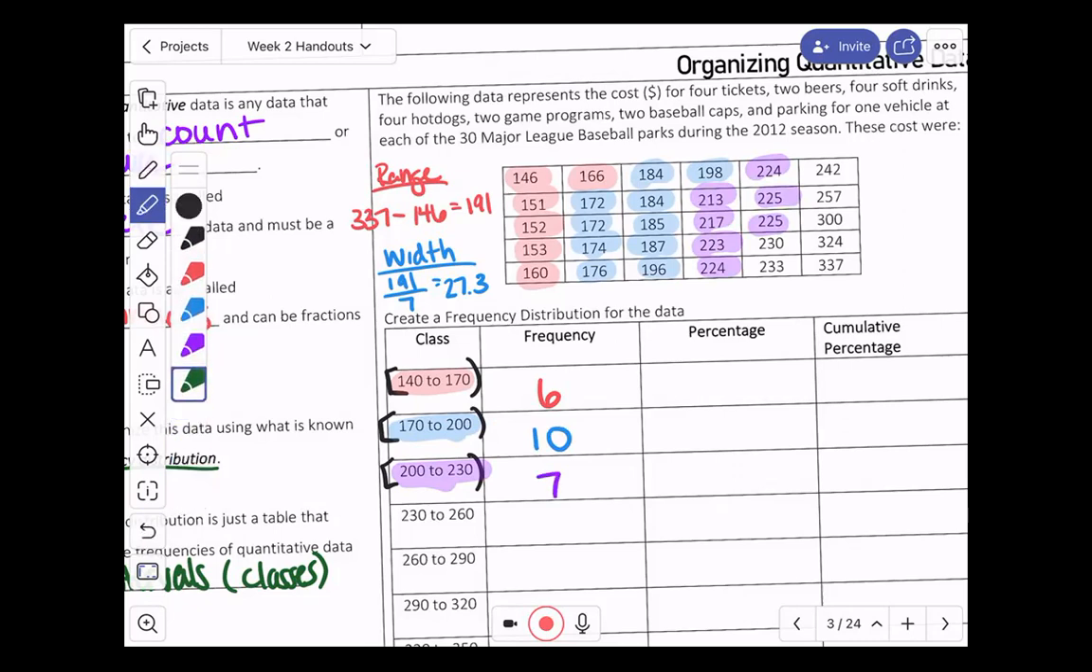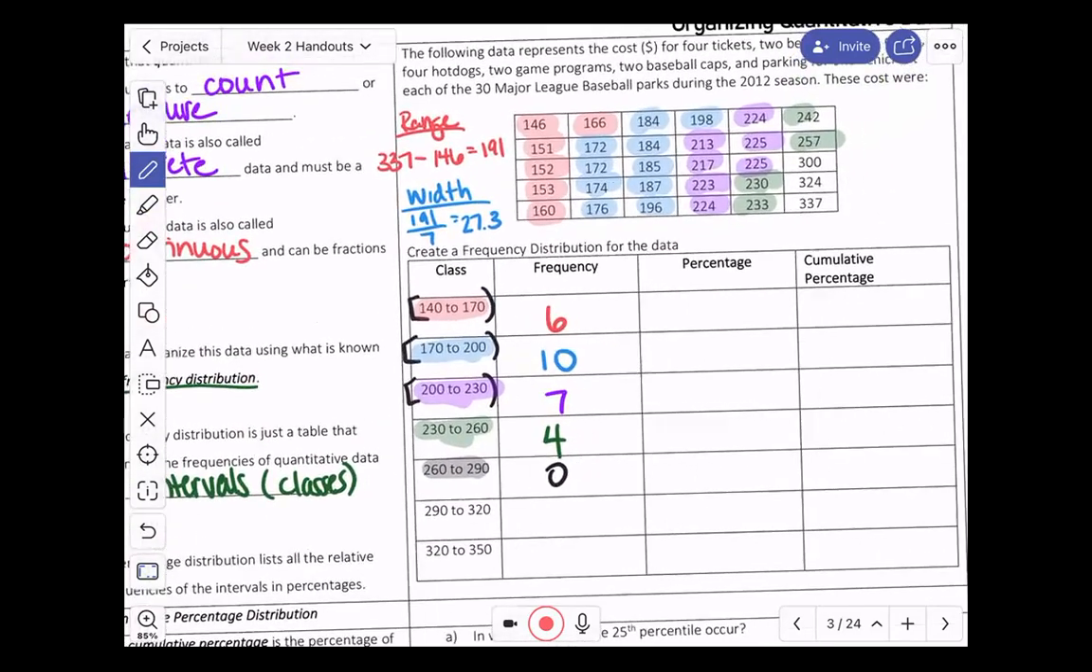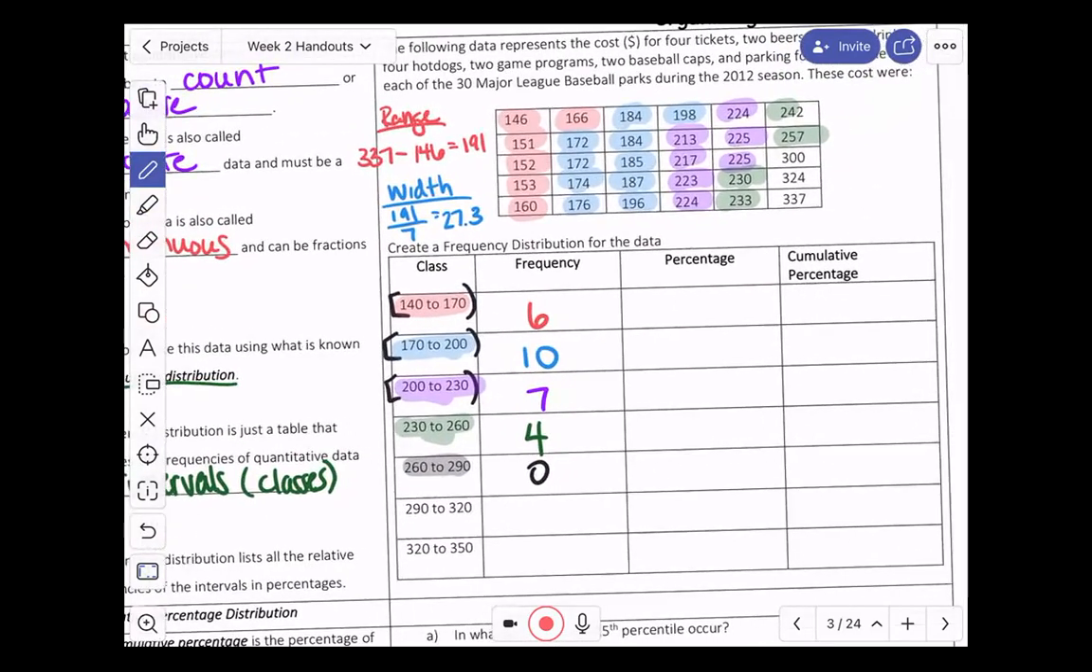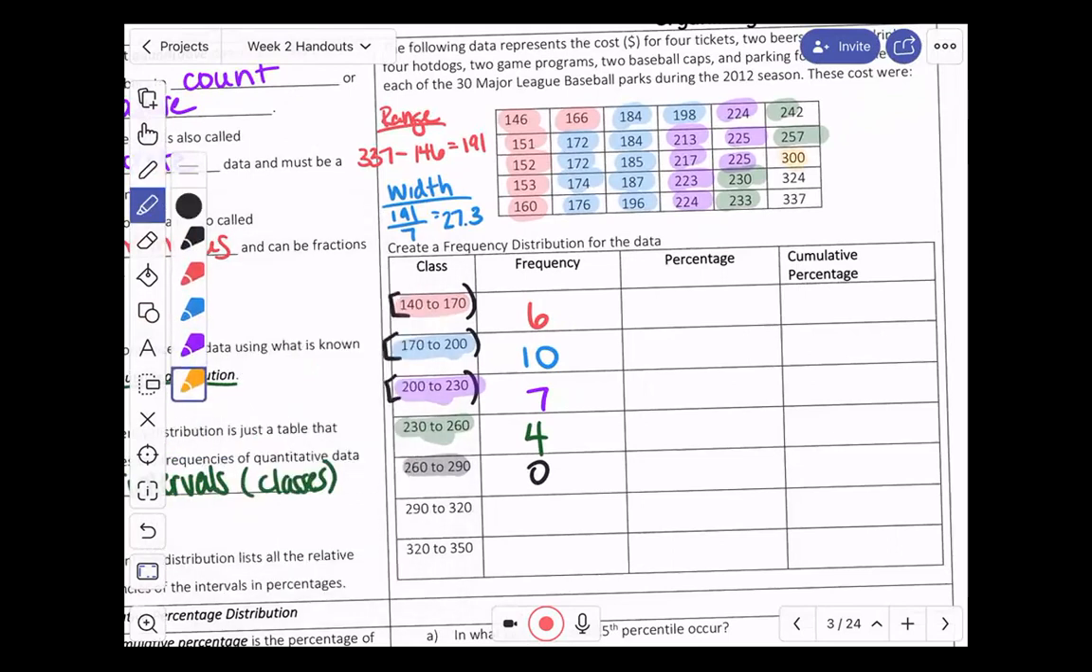Next one, 230 to 260. 4. 1, 2, 3, 4. 260 to 290. None. That is a 0 count. And then the last one would be what? 290 to 320. How many are in 290 to 320? 1. That's at 300. So we have 1.